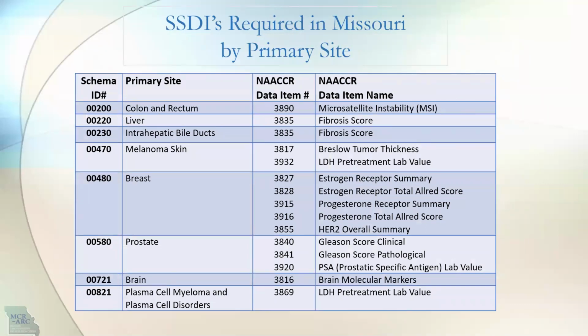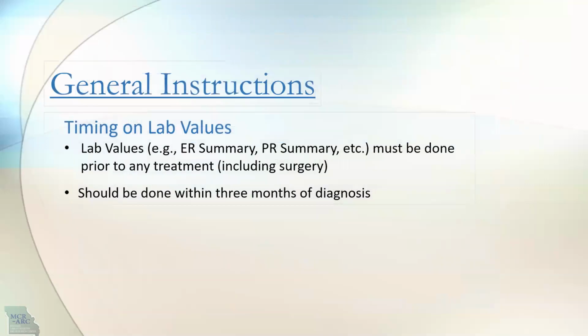LDH pretreatment lab value is collected for melanoma of skin and plasma cell myeloma and plasma cell disorders. Fibrosis score is collected for liver and intrahepatic bile ducts. This is from a NAACCR SSDI webinar on 9/24/18. Timing on lab values: lab values must be done prior to any treatment, including surgery, and should be done within 3 months of diagnosis.